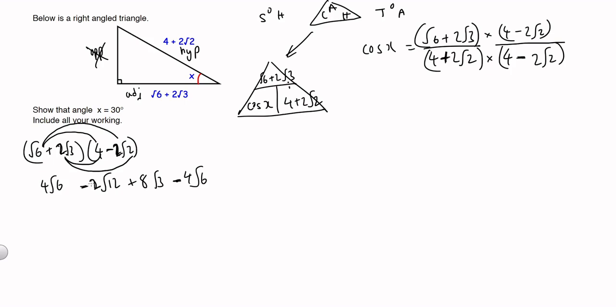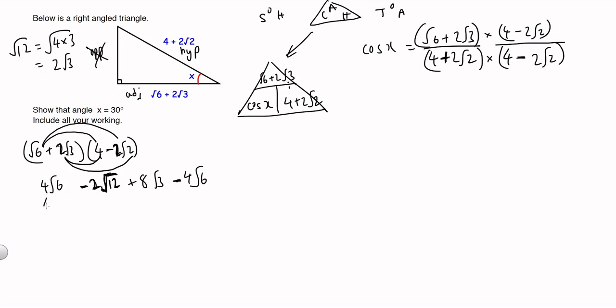The bit I can simplify a little bit further is this root 12. What two numbers multiply together to give you 12? The first number that you think of has to be a square number. It's 4, isn't it? 4 times 3 gives you 12. So the square root of 4 is just 2. And then root 3, you just leave it in surd form. So the square root of 12 is 2 root 3.